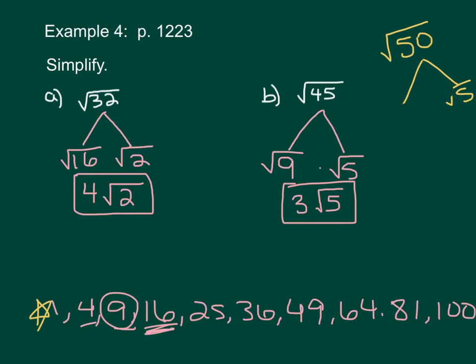So looking at the list, I can see that it's divisible by 25. So I'm going to break it up into 25 times 2, and now the square root of 25 is 5. So the square root of 50 is 5 times the square root of 2. So don't just jump to any factors, any 2 factors that multiply to it. You specifically want one of those factors to be a perfect square.